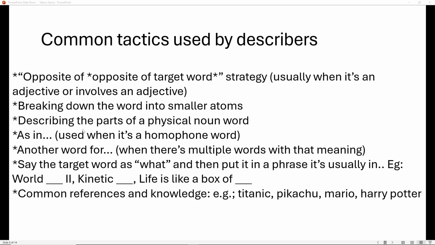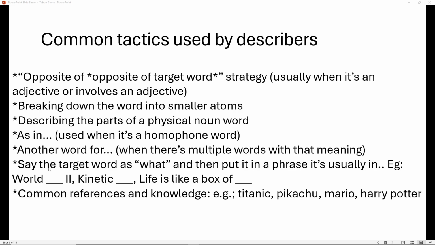And then, for example, like the word bat, you would sometimes need to clarify what you mean. So bat as in baseball bat or animal bat, you get the point. Another word for: this is when there are multiple words with the same meaning. So another way you could say purchase is just another word for buy, and just hope they get it at that point.